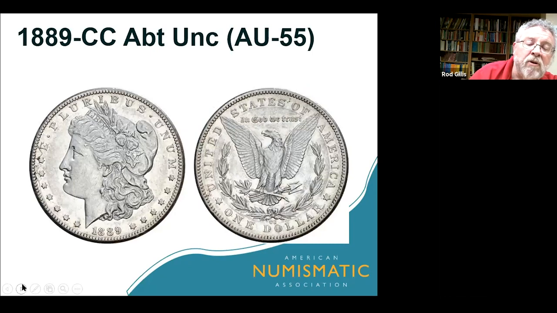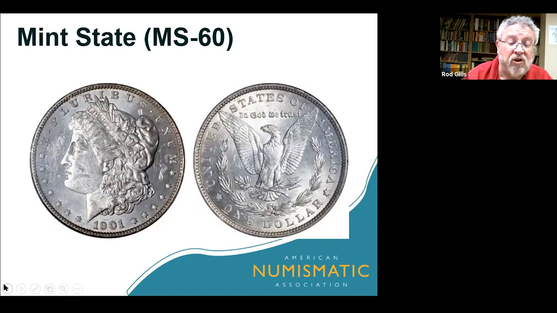AU example, you're beginning to see a little bit of discoloration, a little change in wear. Here's the discoloration here, here, on the eagle's breast a little bit, here, here. Very pleasing coin, a 55. It has lost a little bit of luster, has a little bit of wear, but I would tell you again that I'd much rather have this coin in terms of eye appeal than this coin.